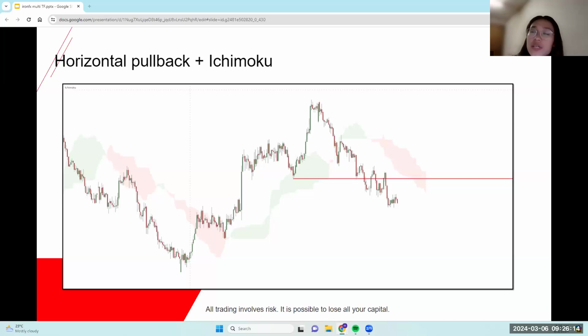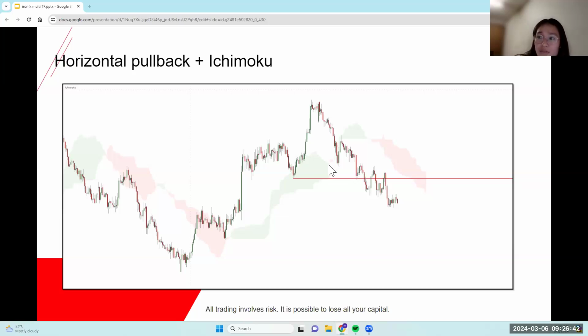Okay, so if we're looking at an example on the charts, here we have an example with Ichimoku. The Ichimoku cloud, how you typically would use it is if price is moving below the cloud, then it's an indicator that price is in a bearish momentum. But if price is moving above the cloud, then it is in a bullish momentum.